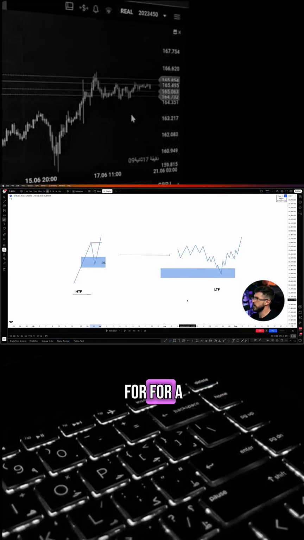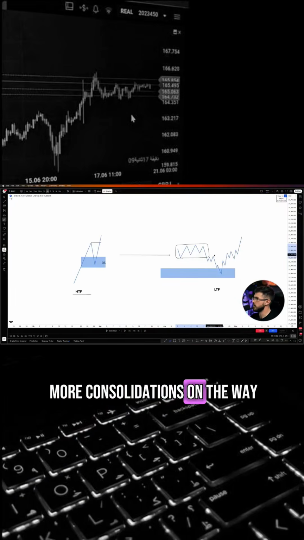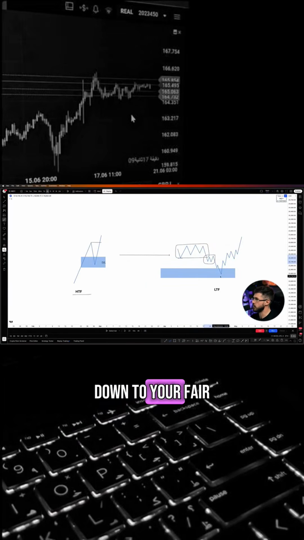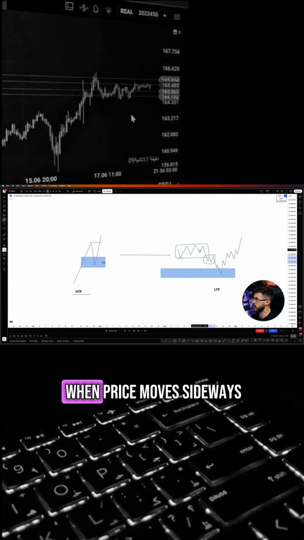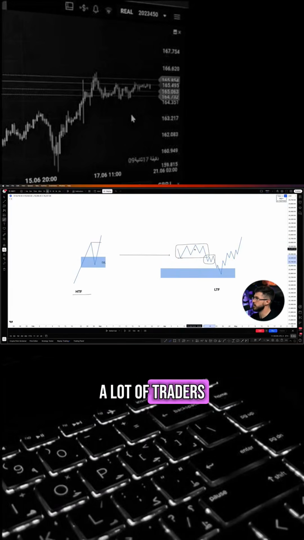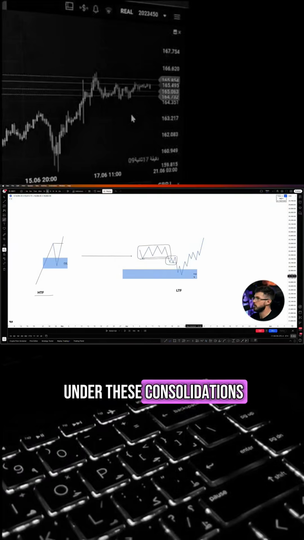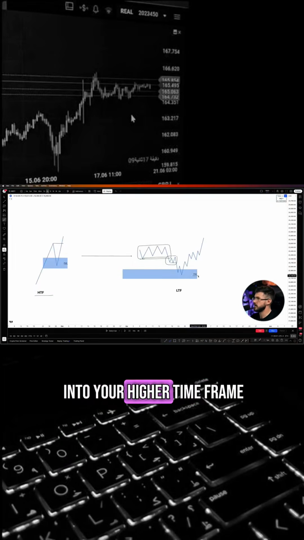What you want to look for in a market maker model is just 2 or more consolidations on the way down to your fair value gap. Now, consolidation is just when price moves sideways. A lot of traders are going to be early here, meaning they're going to get stopped out when the market goes under these consolidations.